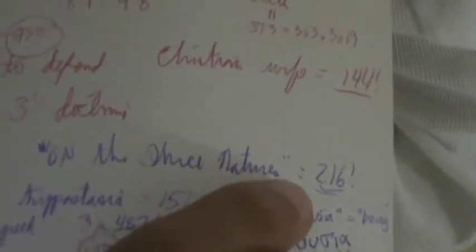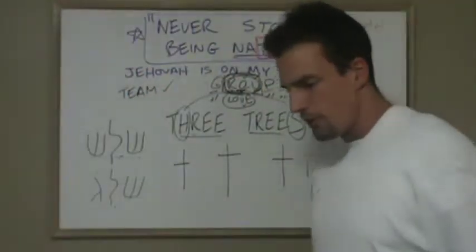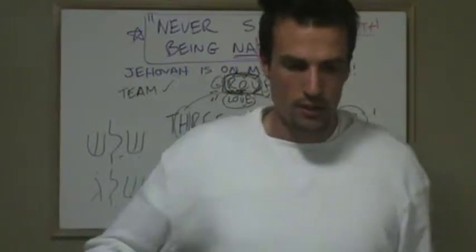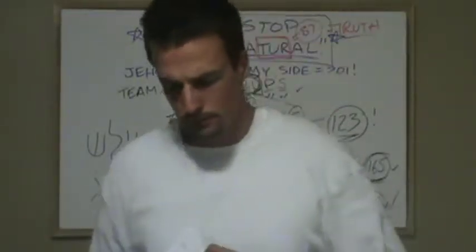I'm here to present the number, the famous 216, 888 tripled and tripled again. That's the exact value of this text, On the Three Natures. Whew. It's one of the earliest writings about the Trinity in church history.